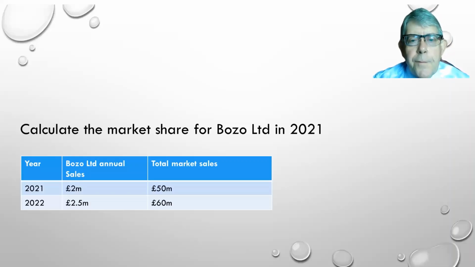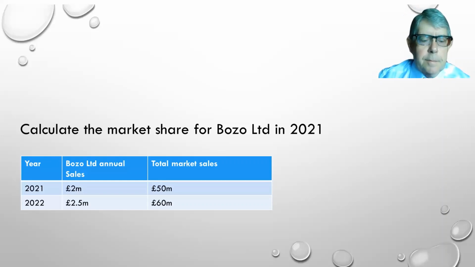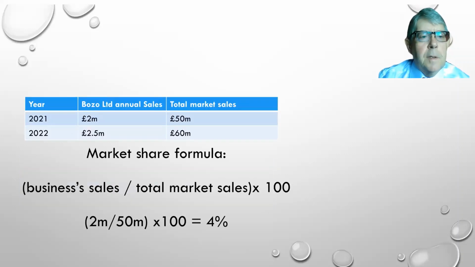Calculate the market share for Bozo Limited in 2021. So the market share formula is the business's sales over the total market sales times 100. So in 2021, Bozo's sales were 2 million. The total market sales was 50 million. So that's 2/50 times 100, which computes to 4%.